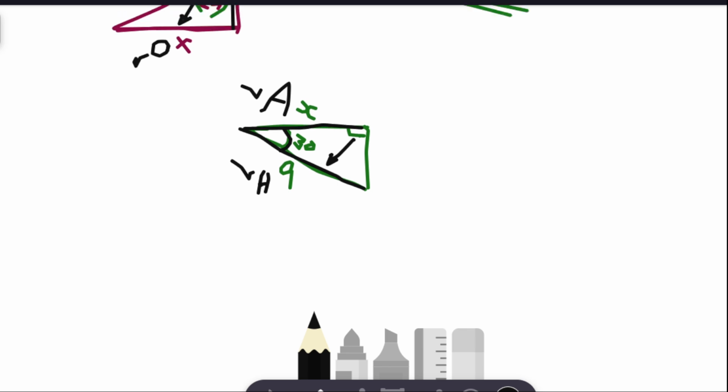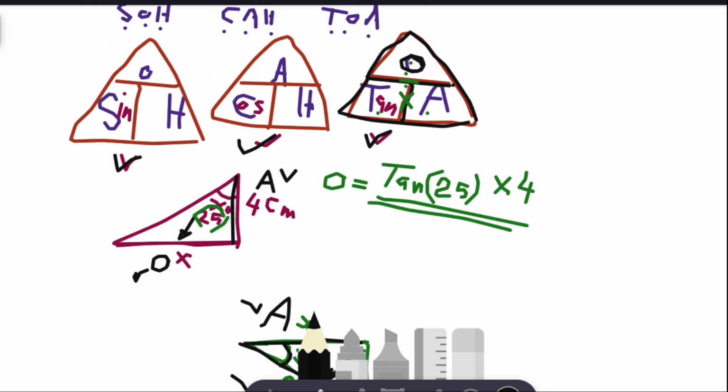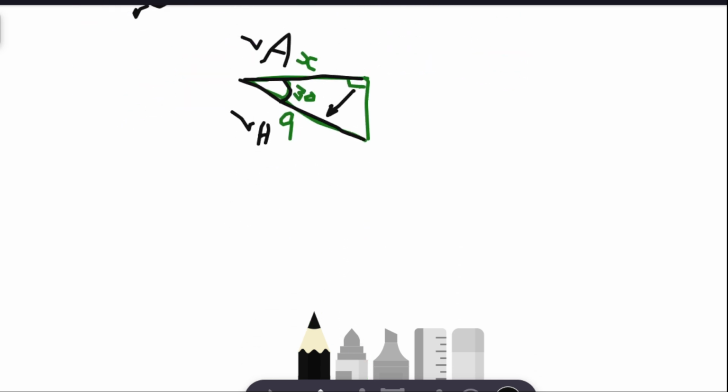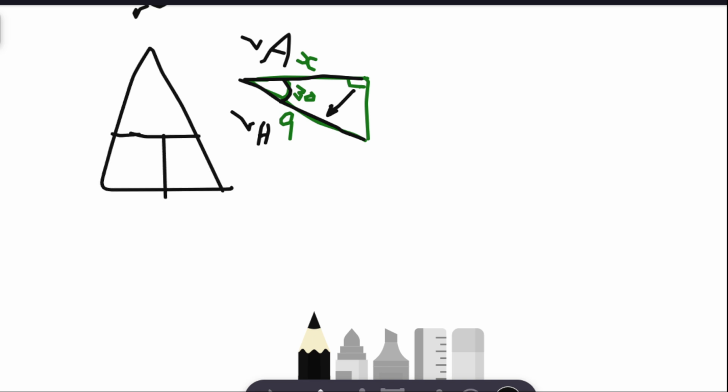Which rule, which triangle should we use? Let's look at that. A and h is here. A and h. So it's this triangle. So it's cosine, and then A here and h here, right?